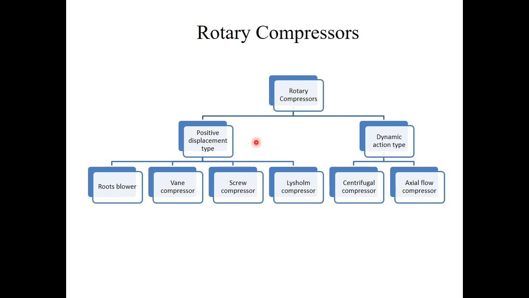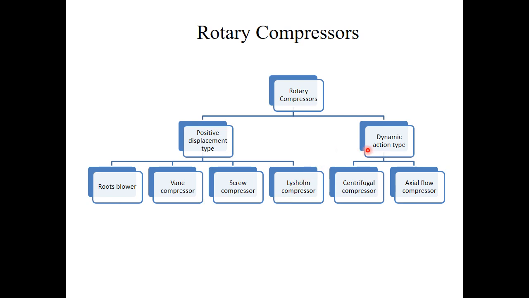Now the rotary compressors are classified into two types mainly, positive displacement type and dynamic action type. In positive displacement type rotary air compressors, the air is compressed by being trapped in the reduced space formed by means of two sets of engaging surfaces, and the pressure of air is increased by squeezing action. Examples of positive displacement type compressors are Roots blower, vane compressor, screw compressor, and Lysholm compressor.